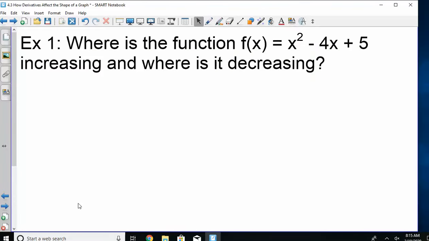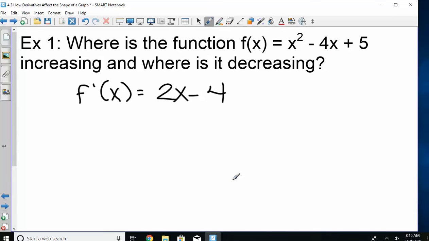I want to know where this function is increasing and decreasing. So if I don't have my calculator in front of me, I can find out where it's increasing and decreasing by finding out where the derivative is positive and negative. So first, let's do our derivative. So the derivative of x squared would be 2x minus 4.